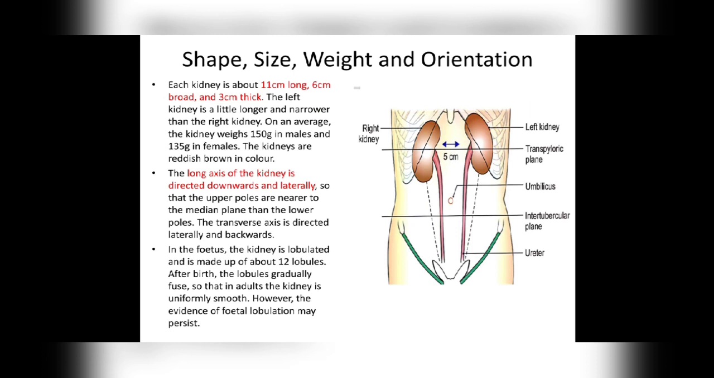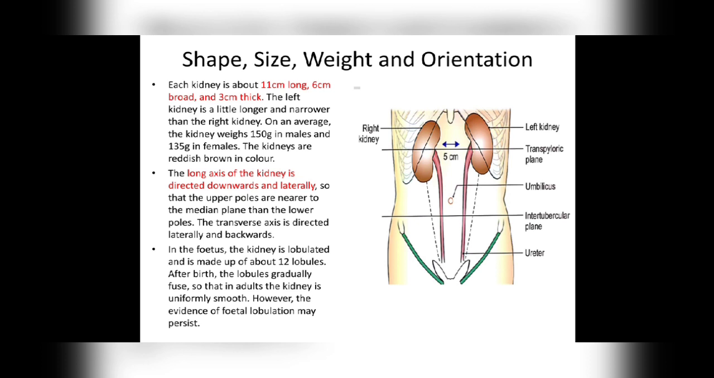Shape, size, weight and orientation. Each kidney is about 11 cm long, 6 cm broad and 3 cm thick. The left kidney is a little longer and narrower than the right kidney. On an average, the kidney weighs 150 gram in males and 135 gram in females. The kidneys are reddish brown in color.